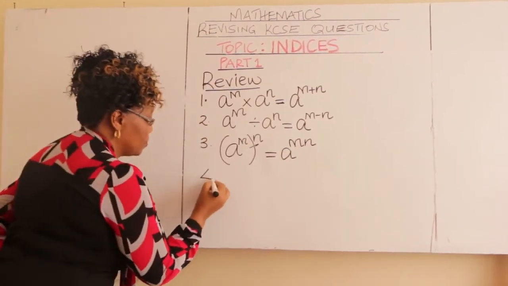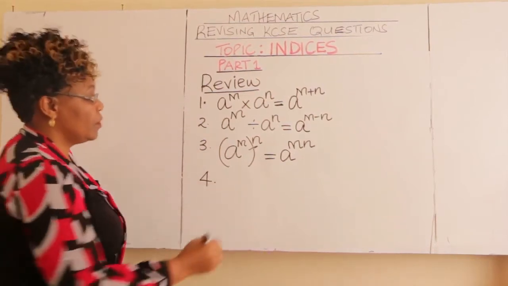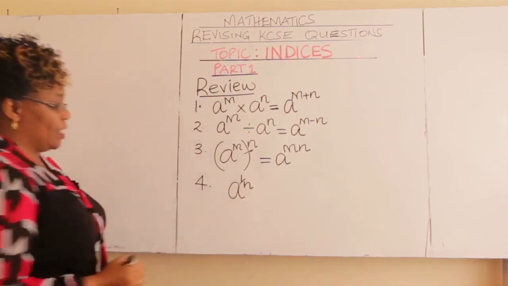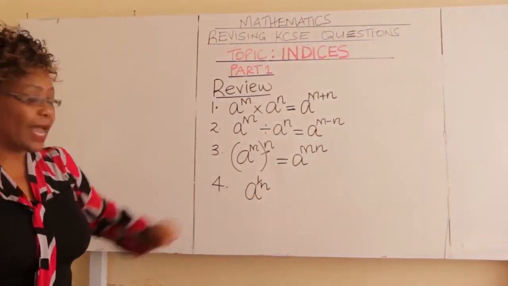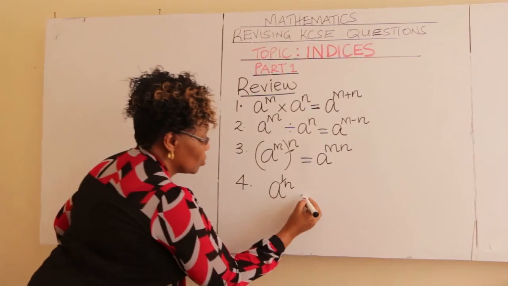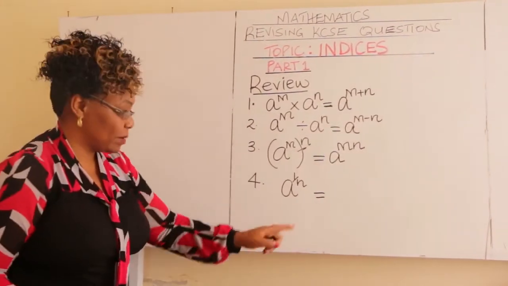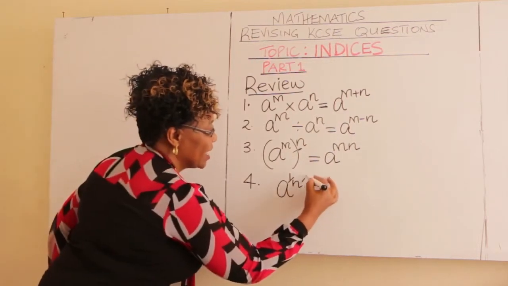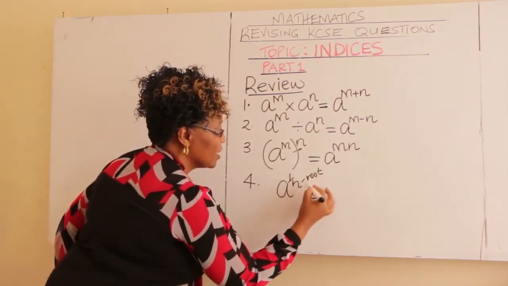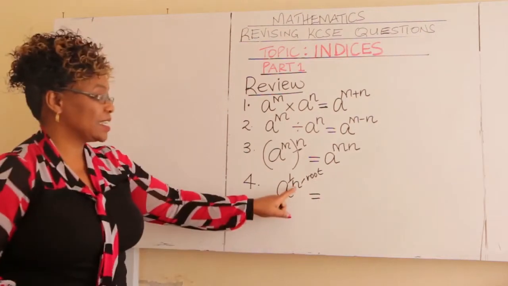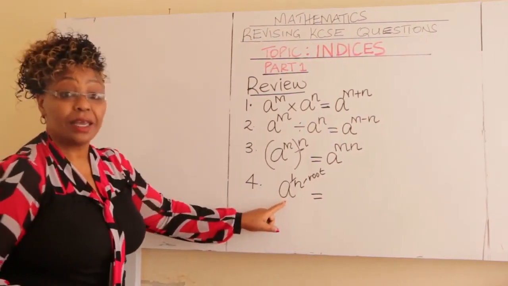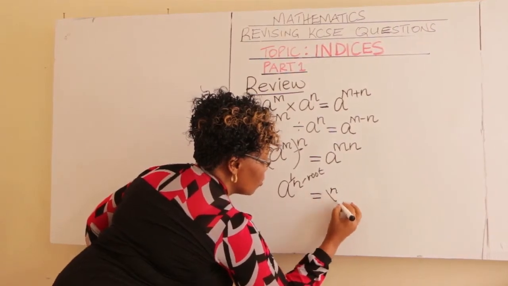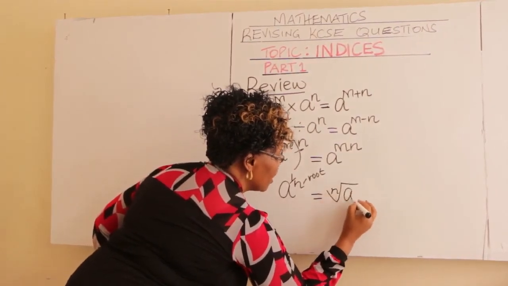Number 4. If you have a raised to 1 over n, this is the same as what? It is the same as the nth root. You know, this denominator here, take it as a root. So it is the same as the nth root of a. So you write the nth root of a.